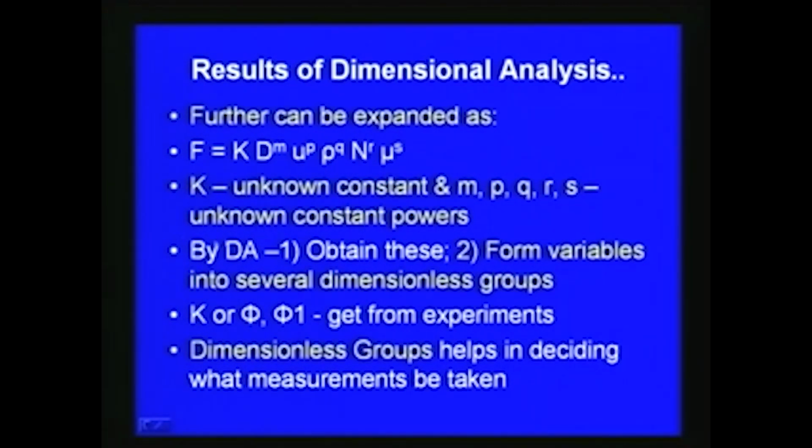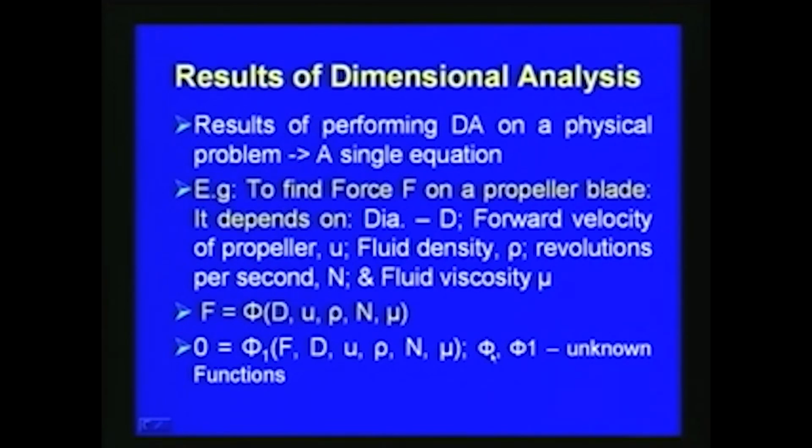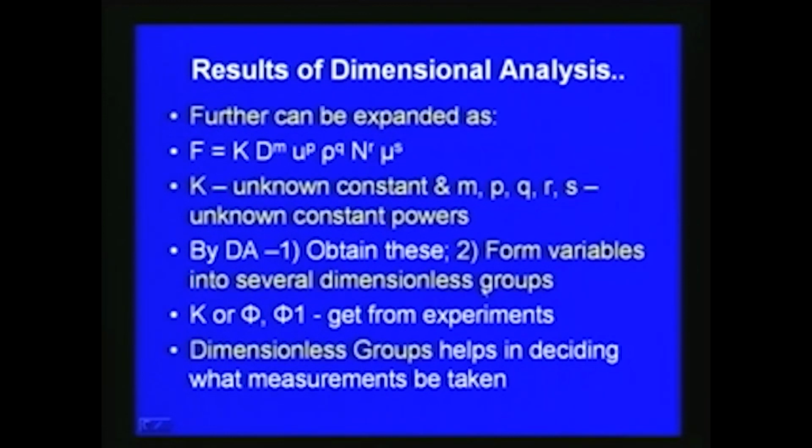So, through the dimensional analysis, what we are doing is, number one, to obtain this constant k, or m, p, q and r, s. The second objective is to form variables into several dimensionless groups. So, for example, here we have put this phi 1 in terms of phi. So, we can form different dimensionless groups. Here we may get k or phi 1 through experiments, and then dimensionless groups help in deciding what measurements should be taken.